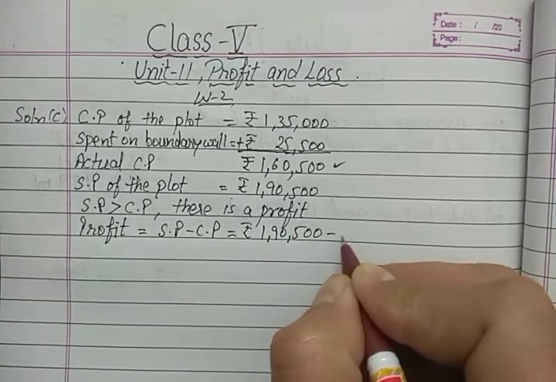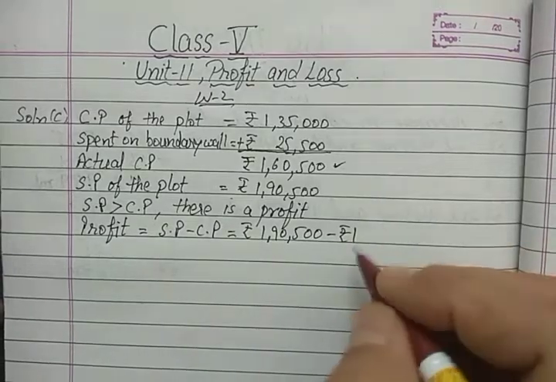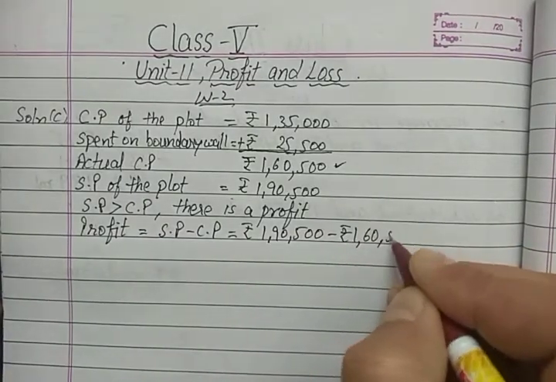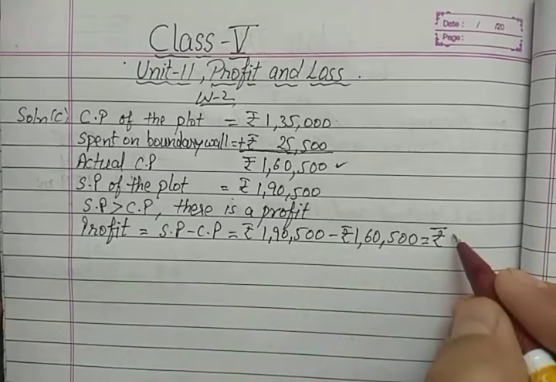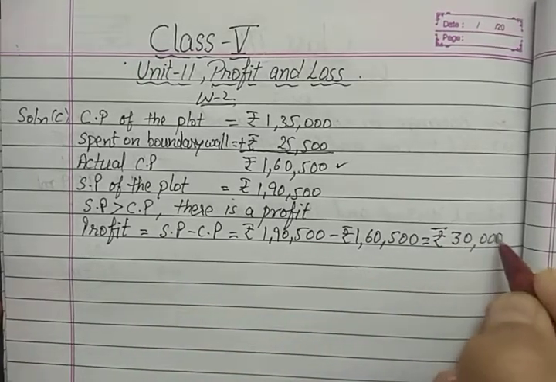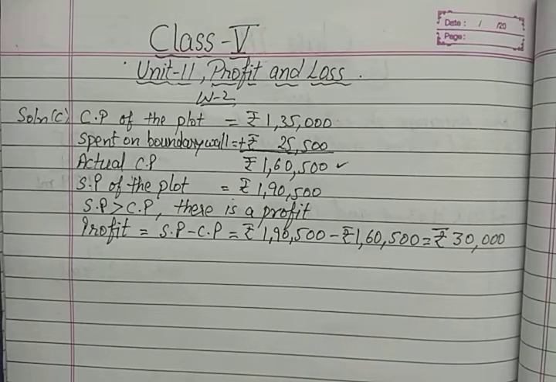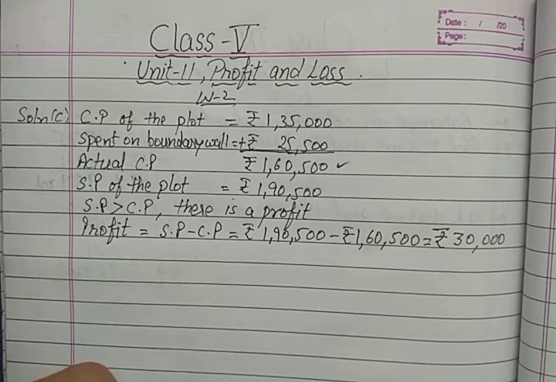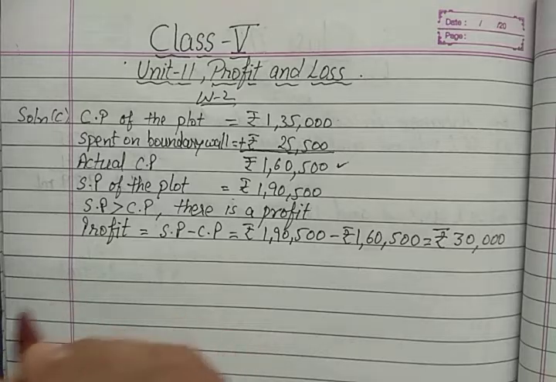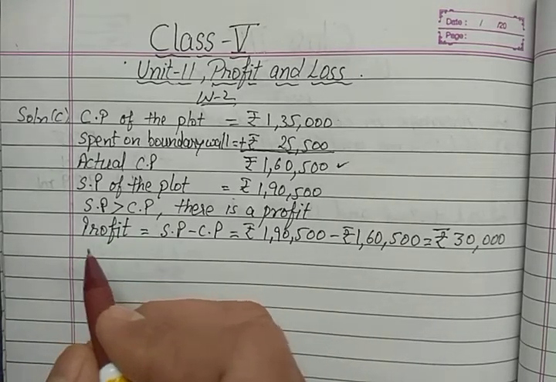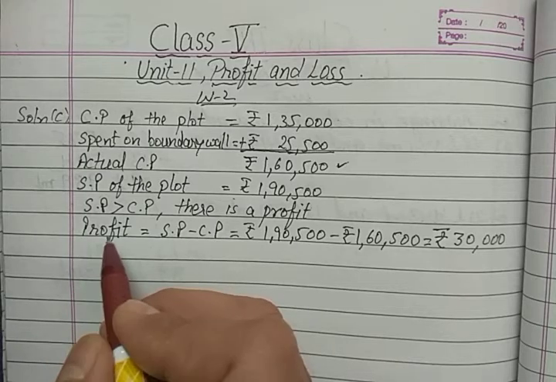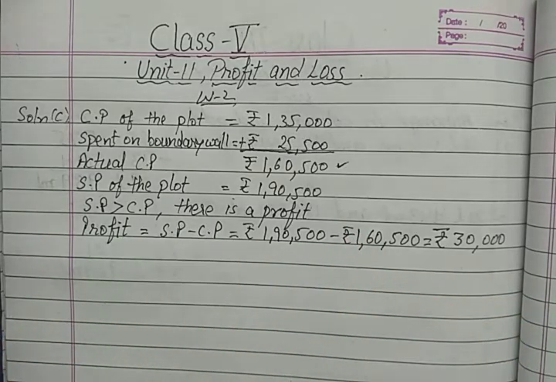1,90,500 minus rupees 1,60,500. So there is a gain of rupees 30,000. Right? So Ramlal made a profit or gain of rupees 30,000. You can also write gain instead of profit, because here the question is to find the gain or loss. So instead of profit you can write gain, right?